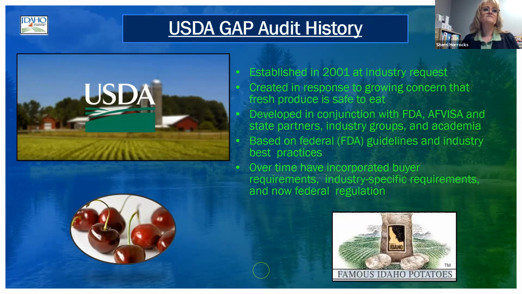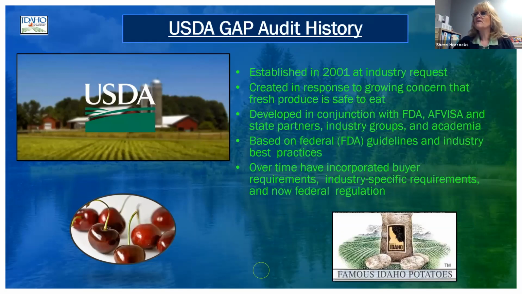We are one that suffices the market verification and procedures. So a little bit about the USDA GAP audit history. It is a non-regulatory audit. It was established in 2001 at industry request. It was requested and created in response to growing concern about the fresh produce that is safe to eat.